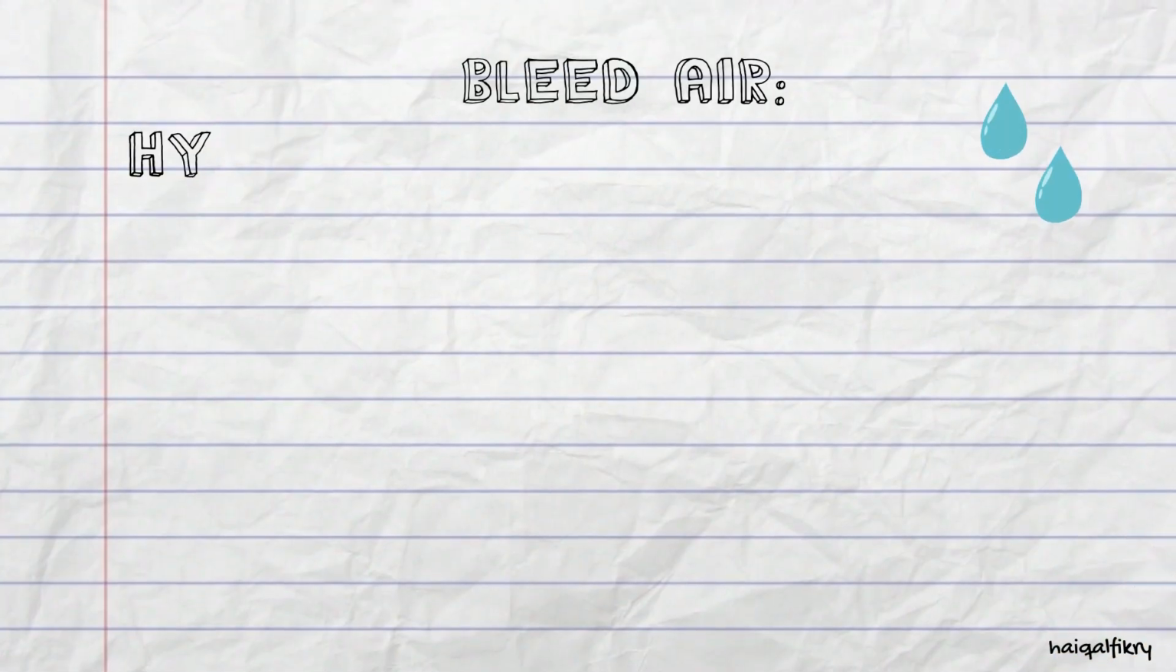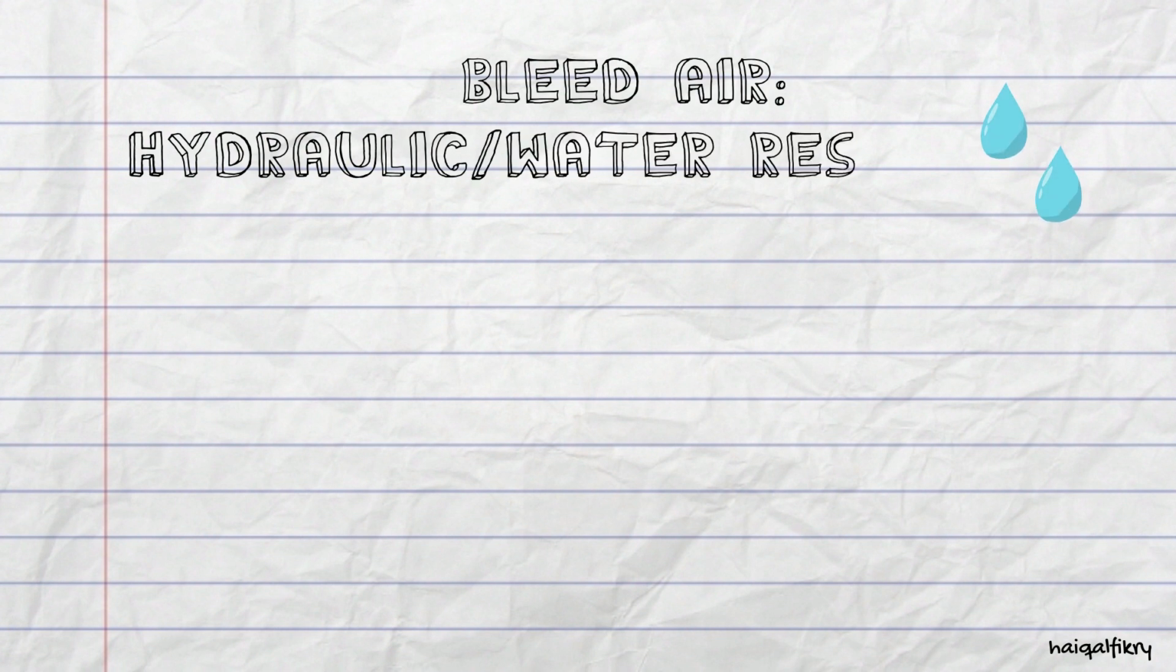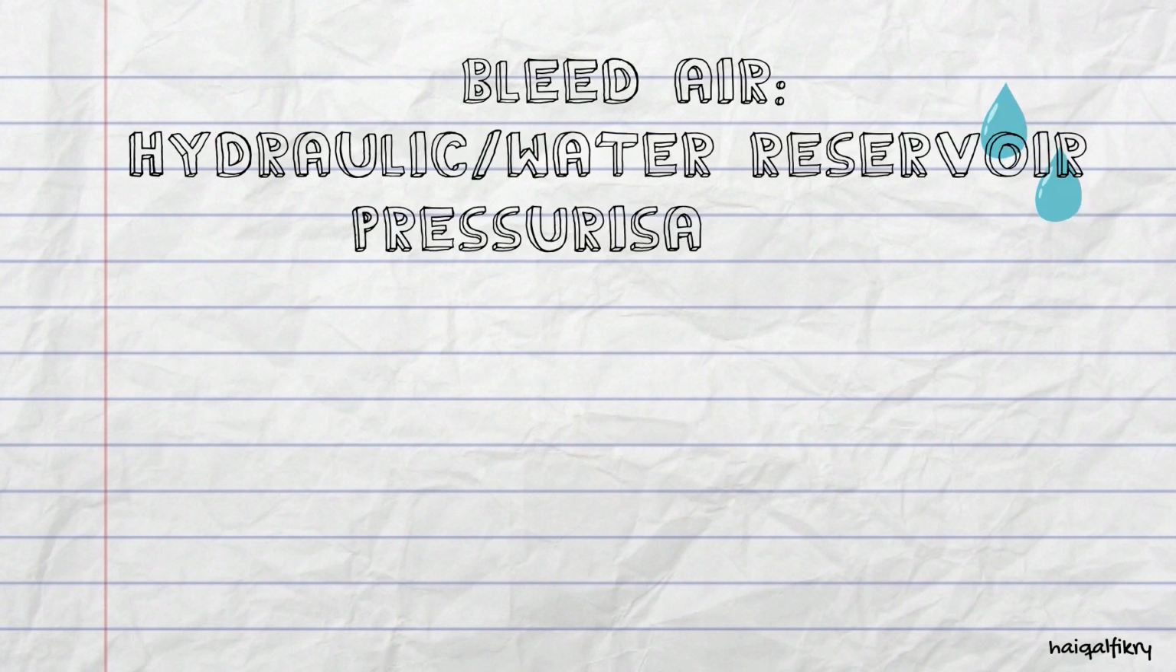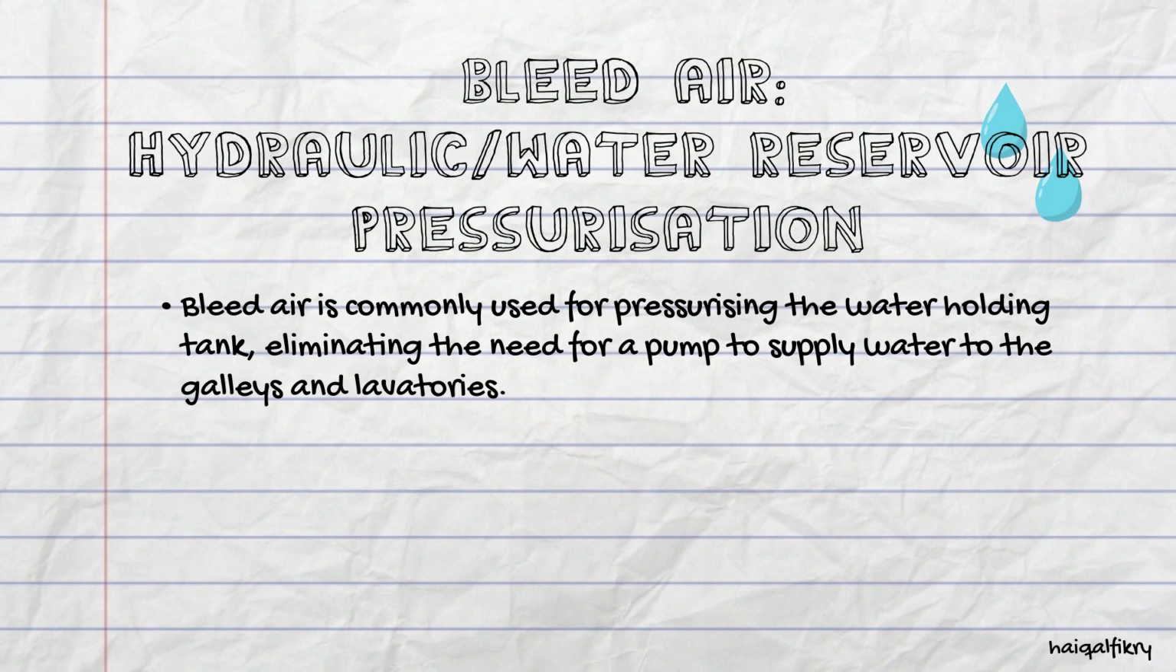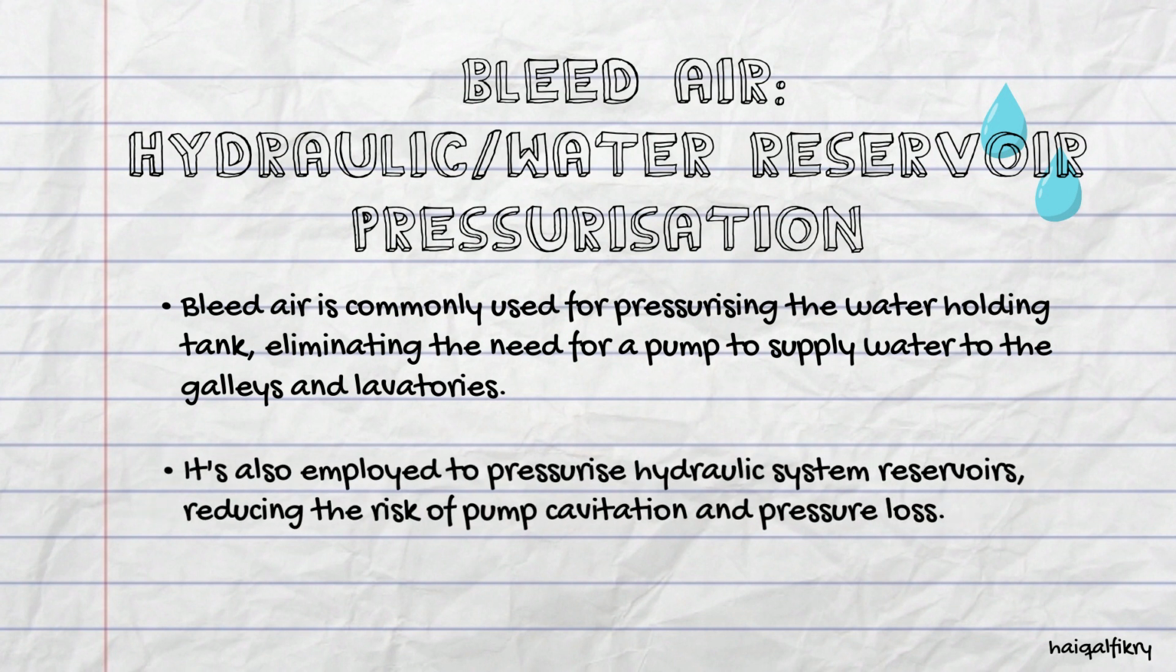Next, we will look into the function of bleed air on hydraulic and water reservoir pressurization system. Bleed air is often utilized to pressurize the potable water holding tank, eliminating the requirement for a pump to feed the water to the galleys and lavatories. Similarly, bleed air is used to pressurize the hydraulic system reservoirs of many aircraft, reducing the likelihood of pump cavitation and the resulting loss of system pressure.